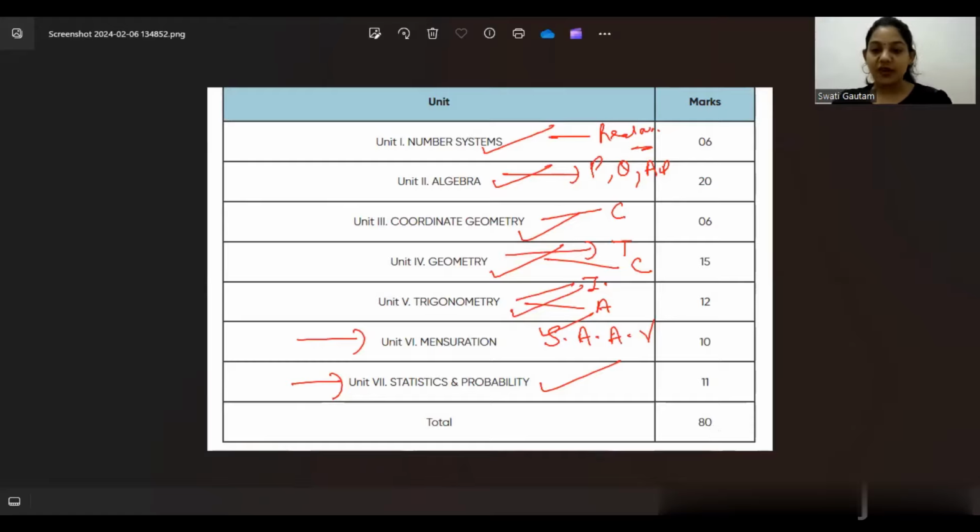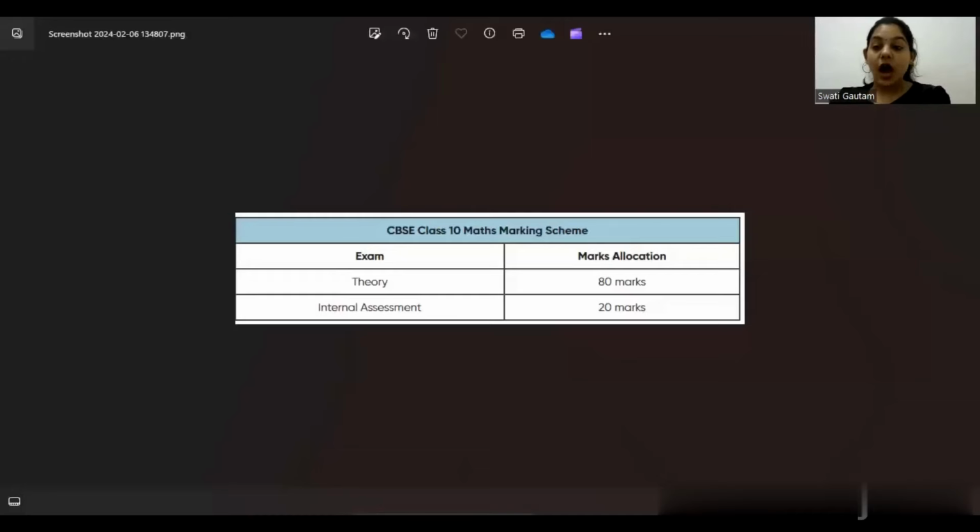Okay, so let me share my screen again. So this is how your 100 marks paper is divided. 100 marks is divided into 80 and 20 ratio, right? 80 to 20. Now first of all, we'll discuss this 20 marks.